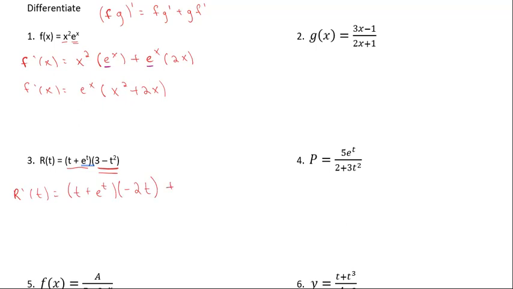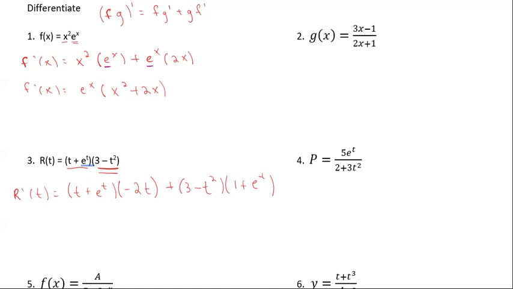Plus, don't forget to finish it. So we had first times the derivative of the second, plus the second term, so 3 minus t to the second, times the derivative of the first term. Well, our first term is t plus e to the t. So the derivative of t is 1, and the derivative of e to the t is e to the t. So it'll look like that. Now, if we give this a quick glance through, I don't see anything that is a common term to pull out. Yes, we could do our distribution, we could try to combine it, or we can just leave it right there. Either way is acceptable, that is fine.